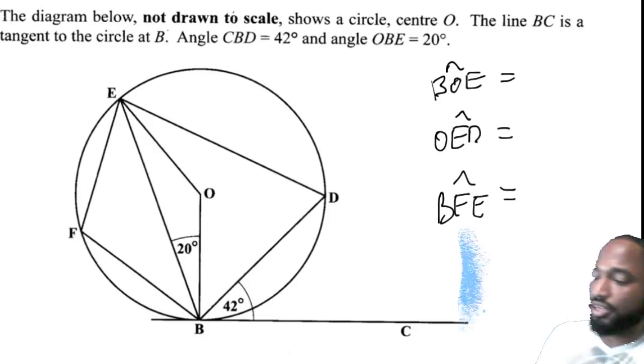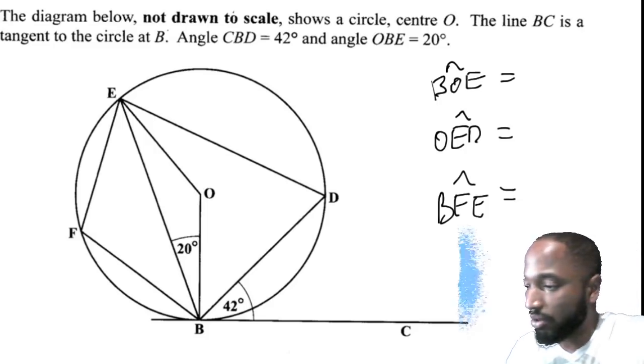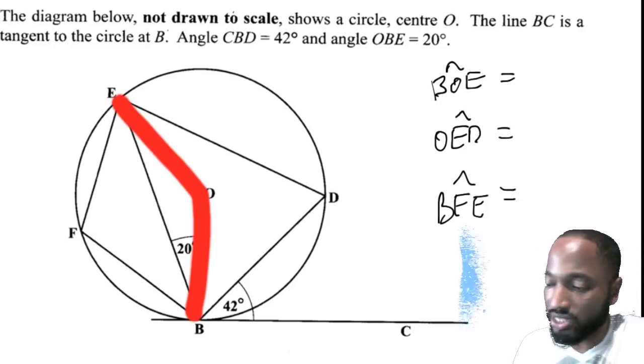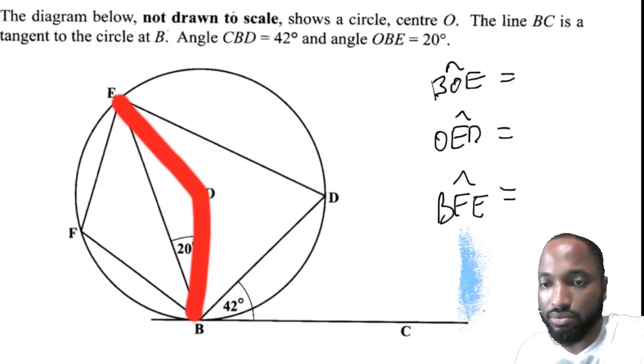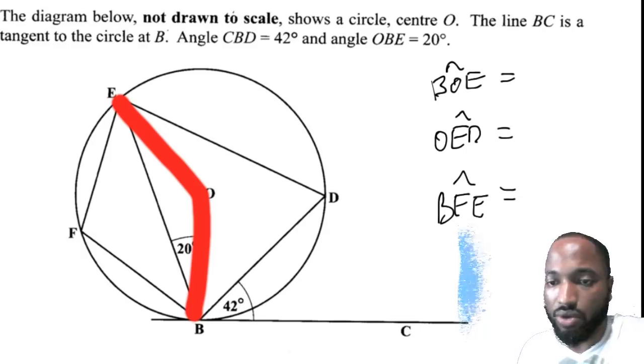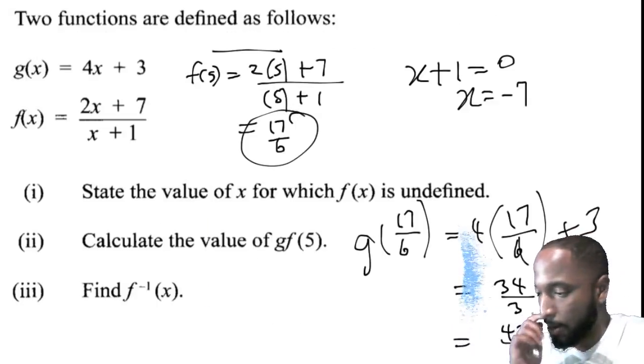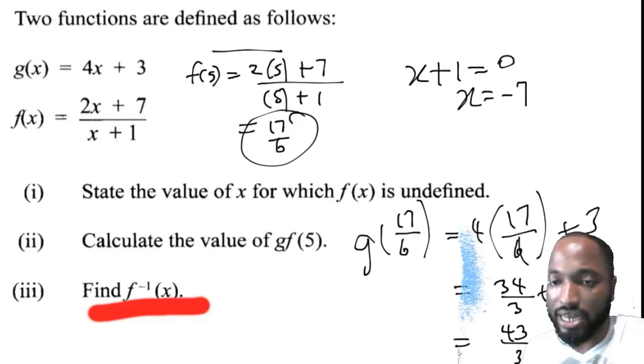BFE. So BOE. We need to find where BOE is. BOE is that angle there. Alright, that F inverse in the last question. Find the value of F inverse. We'll come back to that then.